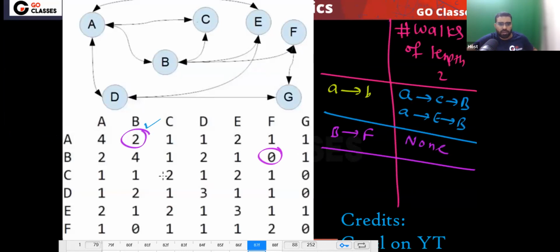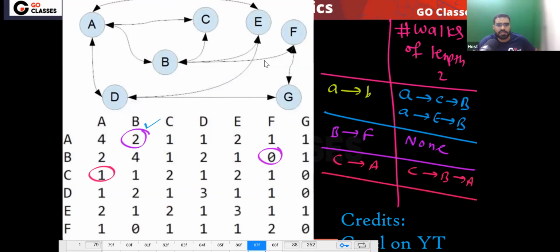Now finally, what about this? From C to A, how many walks of length 2 do we have? There is only 1. You can go from C to B and then to A, C B A. This is the only one. So that is the reason this value 1 is here.